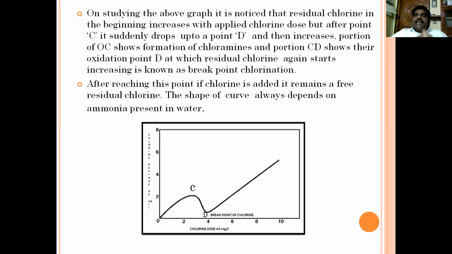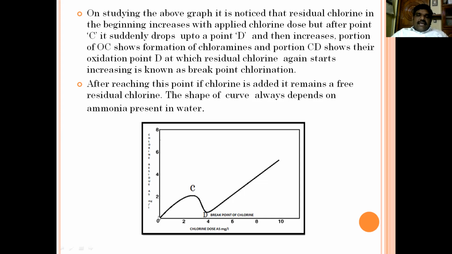After a period of time, again the concentration, or else the component of chlorine, is decreasing from C to D. See here, it suddenly drops up to a point D and then again increases. The point D is called the break point of chlorine, at which residual chlorine again starts increasing, known as break point chlorination. What is break point? What is break point here?